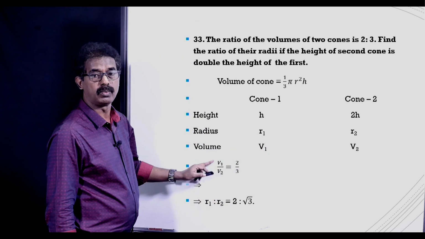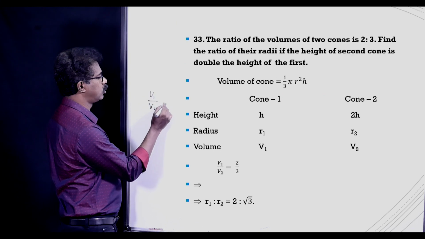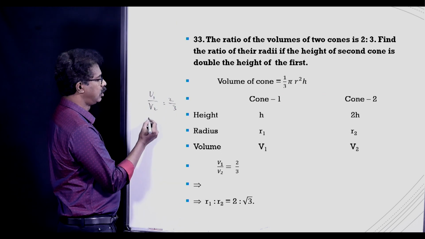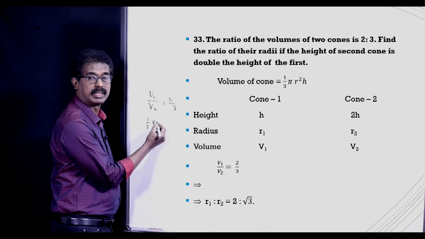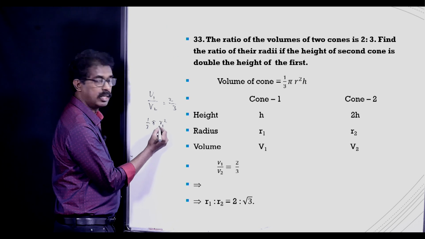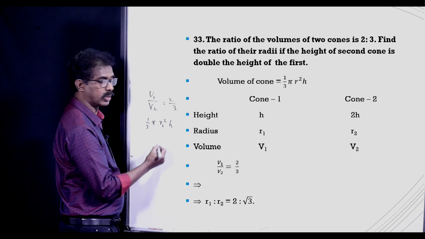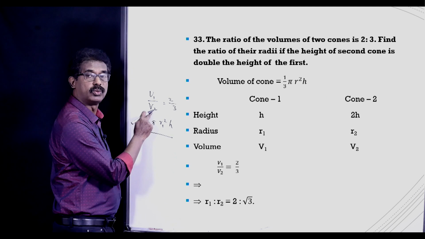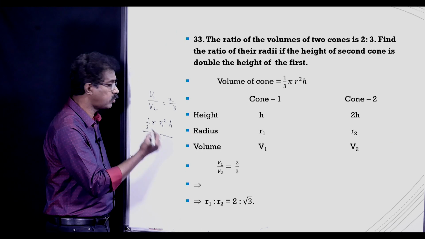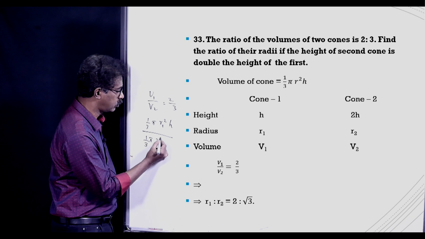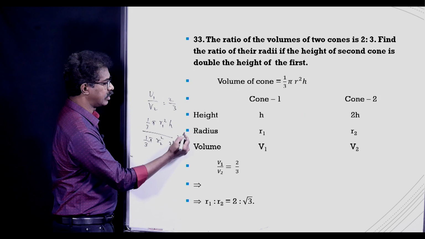V1 by V2 is equal to 2 by 3. V1 means what? The formula for volume is 1 by 3 pi r squared h. The first one's radius is R1, so R1 squared into h, because the height of the first one is h only. By V2, the volume of the second one: 1 by 3 pi R2 squared into 2h, right? That they have given us as 2 by 3.